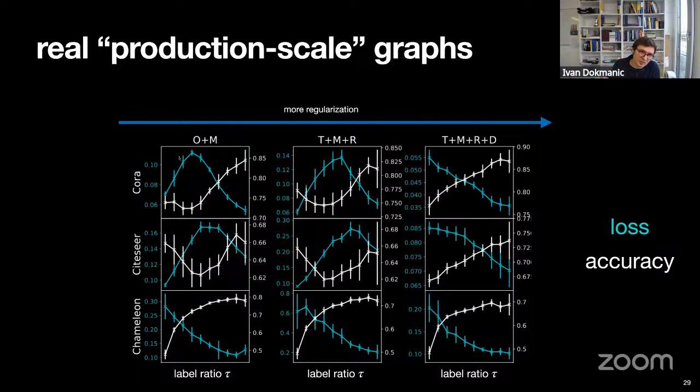And once you know what to look for, you can actually discover this double descent in real graphs for a variety of algorithms. So for example, the blue curves here are losses. You can see that as you increase the number of labels, the losses go up, and then the losses go down. So it actually happens with real networks and real graphs.